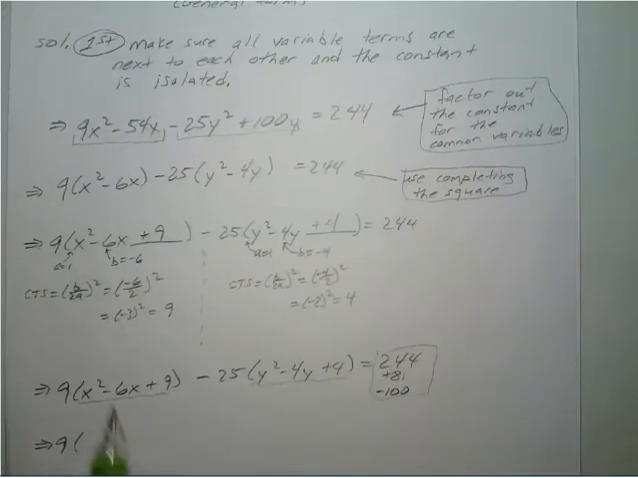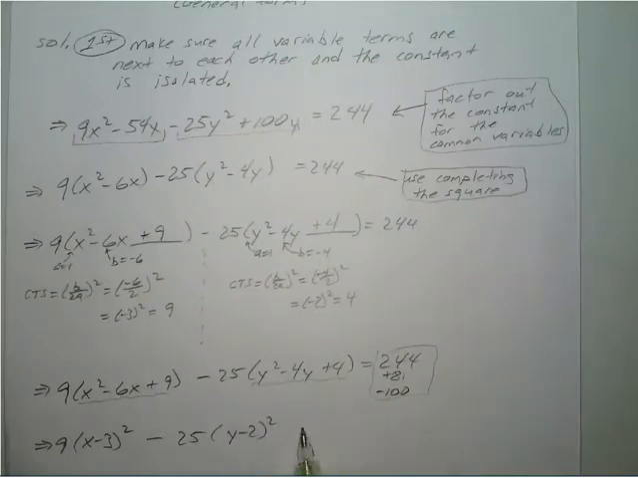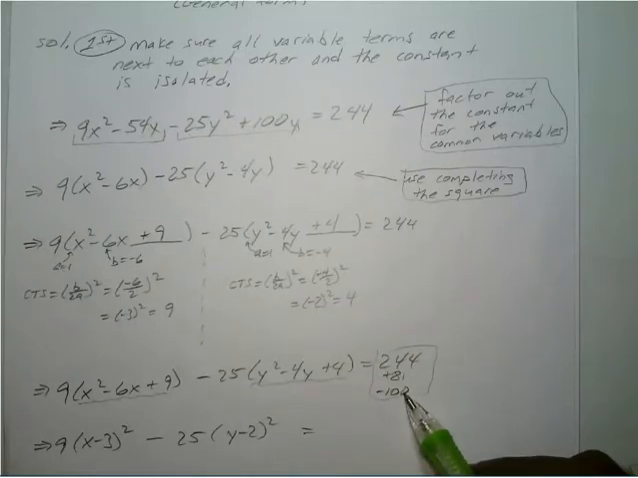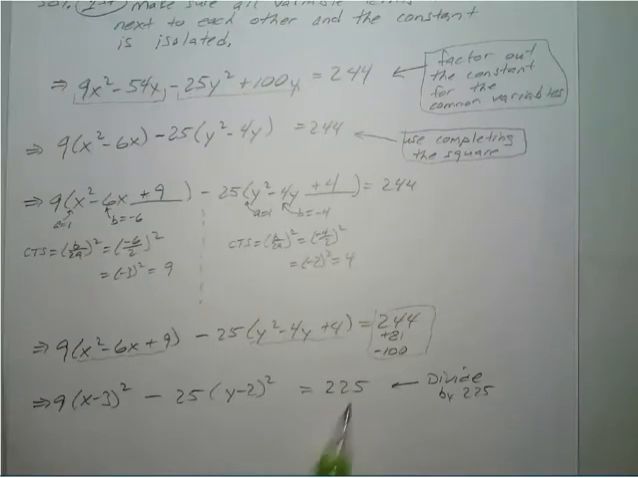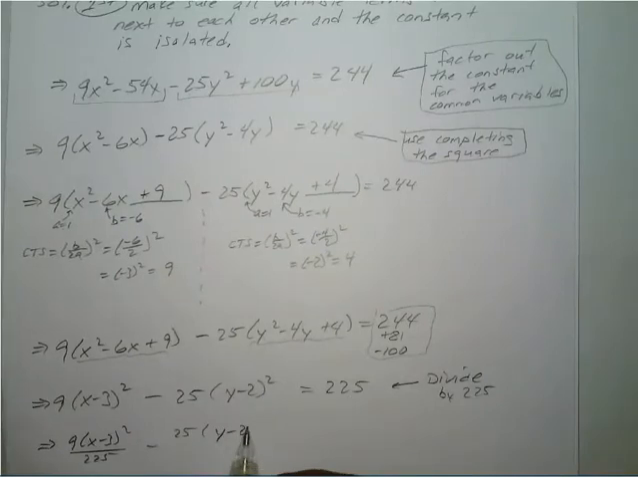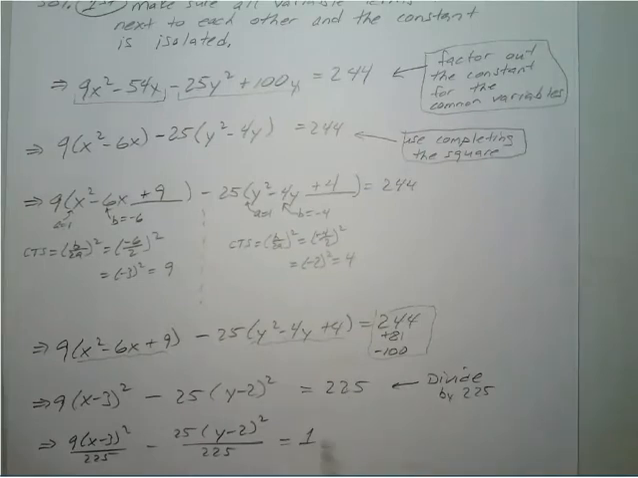So we have 9, and this can actually be factored into x minus 3 squared, minus 25. This is a perfect square trinomial, and that's y minus 2 squared equals 244 plus 81 minus 100, which is equal to 225. Okay, so now we want to divide every term by 225. All three terms, this one, and this one. So if we do that, we have 9 times x minus 3 squared over 225 minus 25 times y minus 2 squared over 225 equals 225 divided by 225, which is equal to 1.